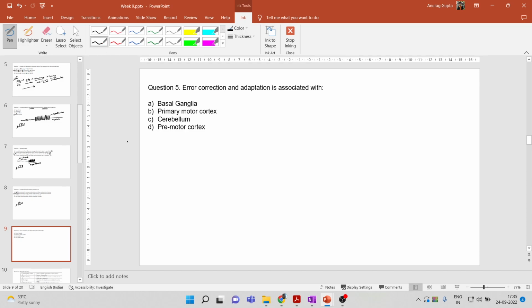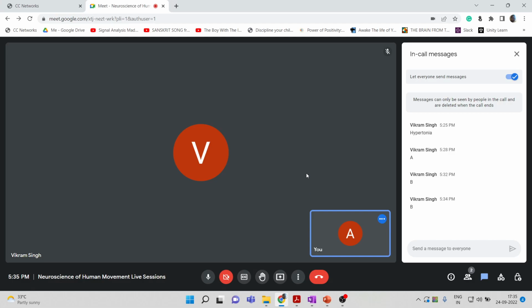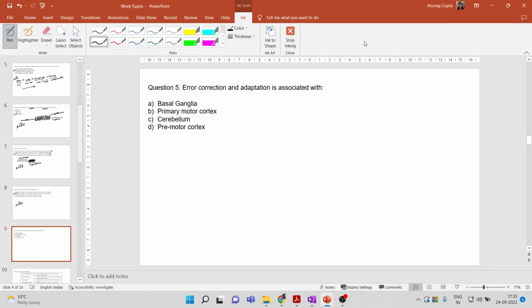Okay, let's see what the response is. Vikram is saying B. Okay, so let's discuss this. Usually the basal ganglia is involved in gating movements. It is proposed that it is involved in gating movements, so it suppresses spontaneous activity. That is what the basal ganglia does.